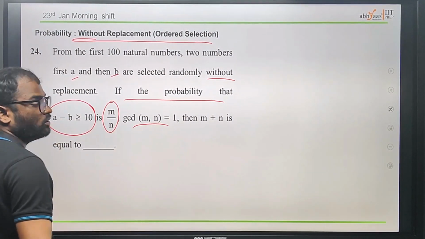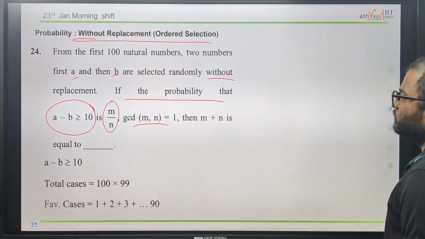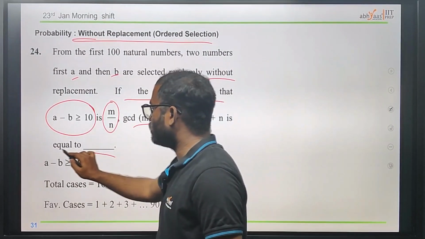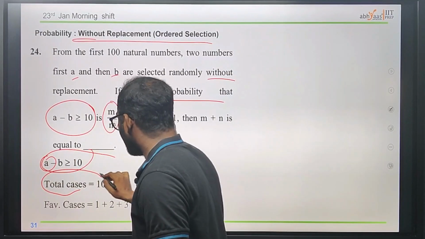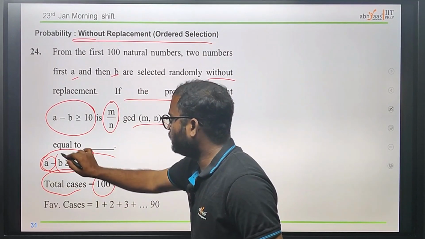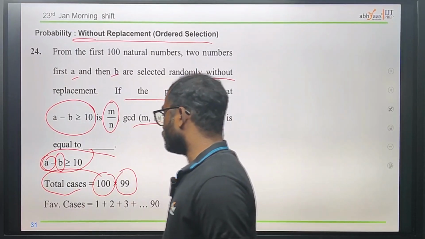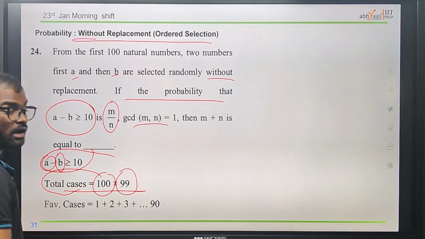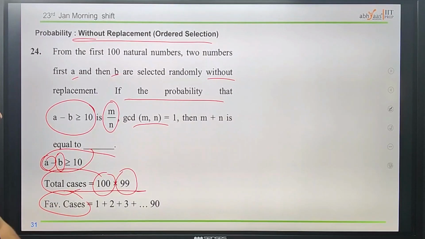But we have the given condition here: a minus b is greater than or equal to 10. The total cases will be, for a we have 100 ways, for b we have 99 ways. That's how we got this one. This is for the total cases, and the total favorable cases will be 1 plus 2 plus 3 plus up to 90.